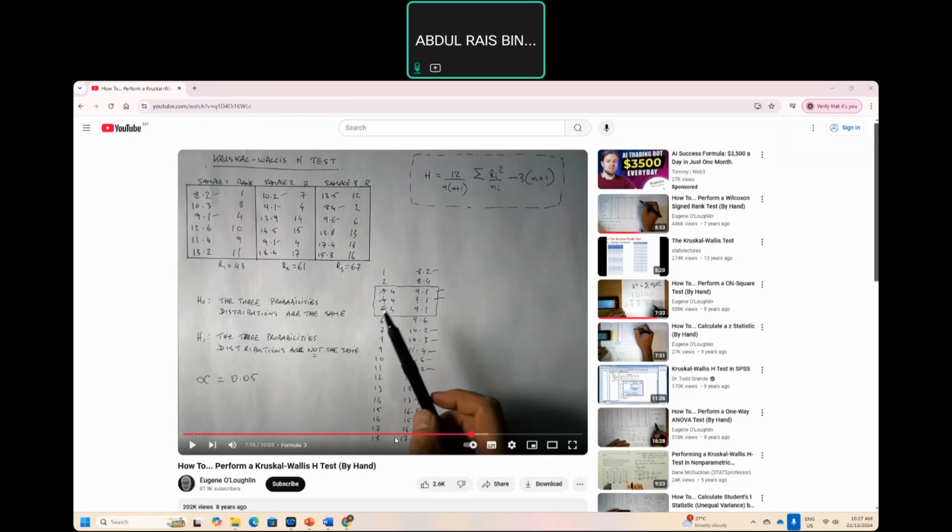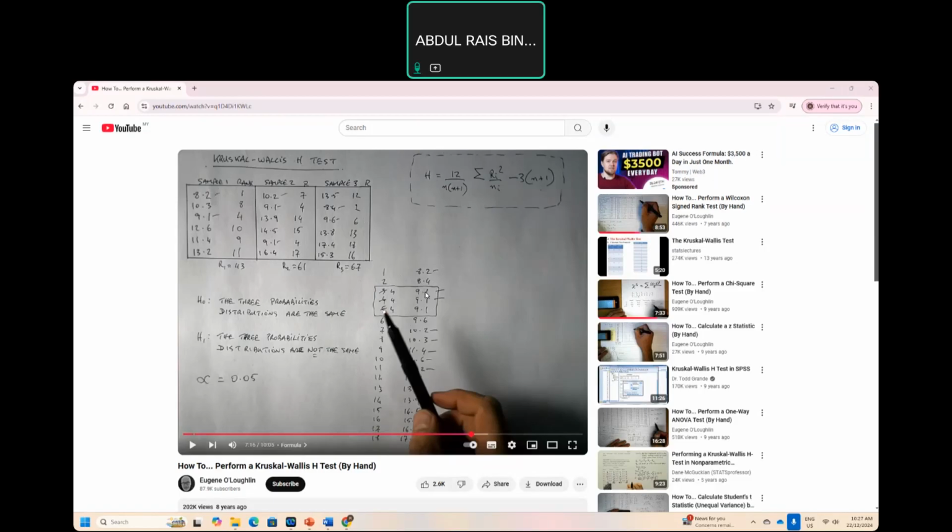Okay, sama macam Mann-Whitney U, kita masuk setelah kita tentukan ranking, kita masukkan ranking ni based on the value yang ada pada setiap group lah. Okay, how does 8.2 dapat 1 sebab kita dah ranking dia kat sini. Alright.